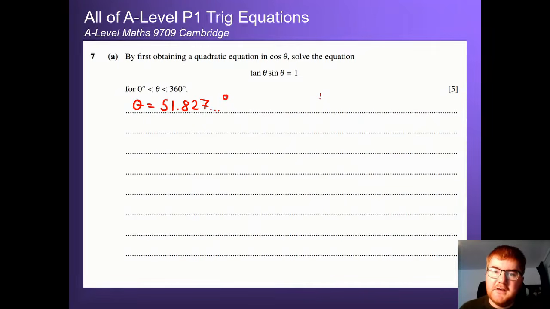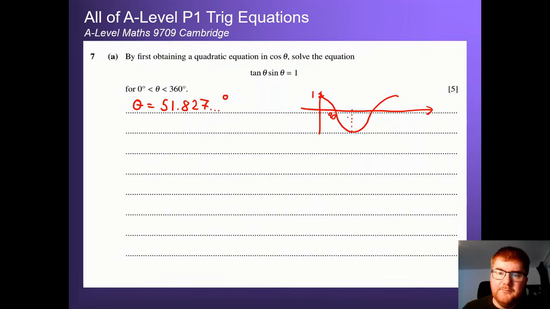Now notice with a cosine graph, if I draw a quick sketch of a cosine graph, we start at 1, we go down to 90, round to 180, 270, and up to 360. So you need to know this graph. We can use the unit circle as well, of course. And we're going between 1 and minus 1, and this is 360 at the end. Now your calculator is not smart enough to work out all the answers that you need between 0 and 360. It's given you only one of them, the 51.827.